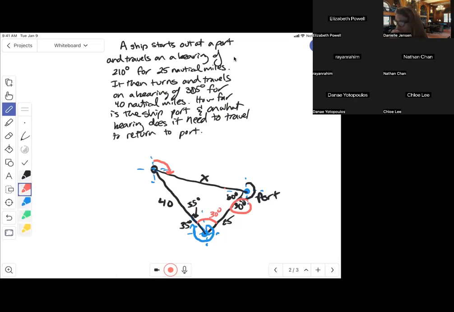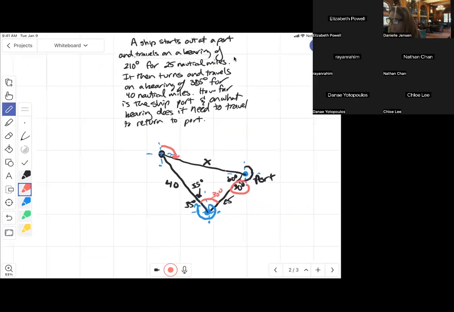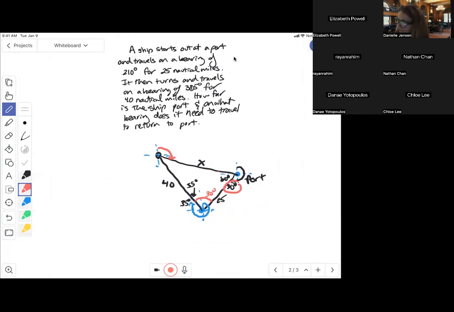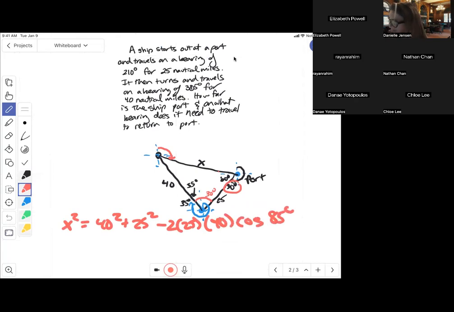So I know this, I have SAS. I've got the 40, the 25, and the angle would be 85. So what am I going to use if I have SAS? Law of cosines. So I'm going to say x squared equals 40 squared plus 25 squared minus 2 times 25 times 40 times the cosine of 85 degrees. And then you're going to do that. I do not have my calculator, so if anyone has a calculator on them, tell me when you take the square root, what x is. 43.53. 43.53 nautical miles. I'll just say NM.